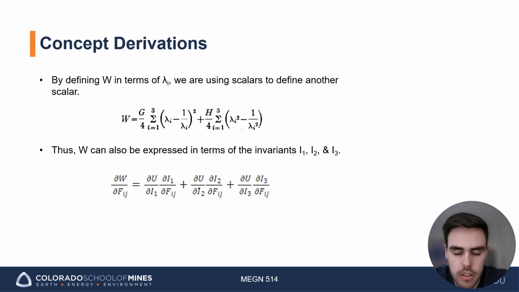Because we're doing this with scalars and the energy density function is a scalar, it can also be represented with invariants. Invariants are inherently scalars, and scalars are inherently invariants. So it often becomes beneficial to us to also express the strain energy density function in terms of invariants.